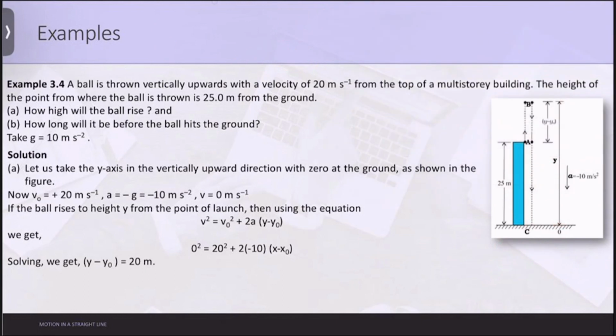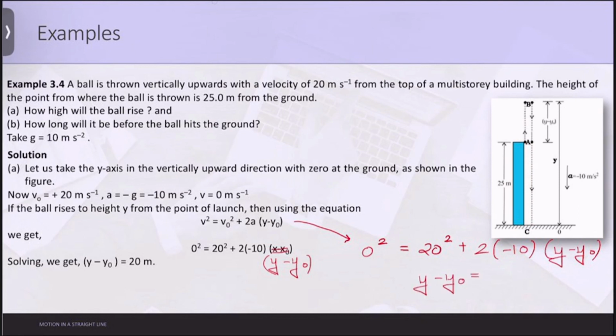So the final value of v square, that is 0 square, is equal to your v naught square, which is given as plus 20 squared, plus 2 into a value, which is minus 10, please remember, into y minus y naught. This should not be x minus x naught, this should be y minus y naught. Therefore, simple calculation will lead us to y minus y naught being equal to 400 by 20, which is equal to 20.